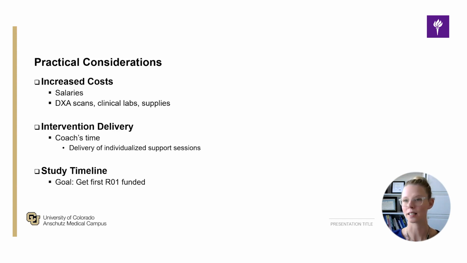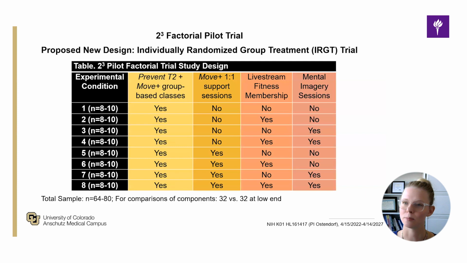And so like, okay, what are things that I could do within this design to make sure that I'm getting the data I need maybe a little bit earlier. And so after talking with Angela Famater and my other mentorship members, I'm now considering doing this as an individually randomized group treatment trial, or IRGT. And so I'm also considering reducing the sample size from 80 down to 64. And so instead of 10 people per condition, we would have 8. And instead of randomizing at the level of the group, we would randomize at the level of the individual.